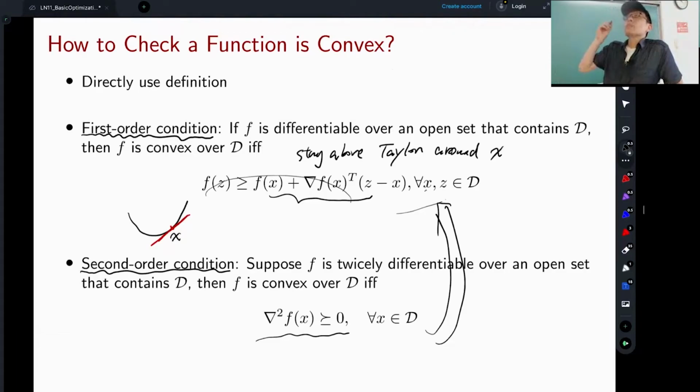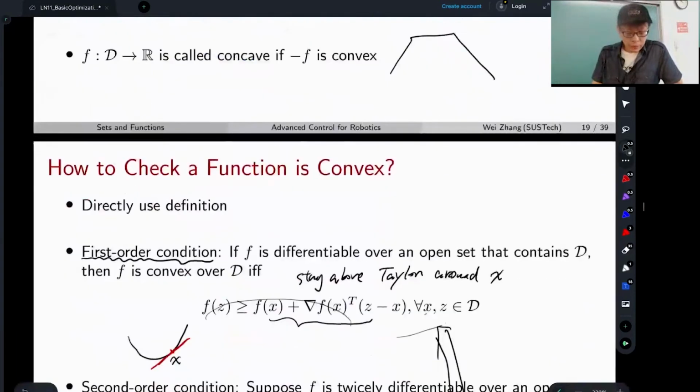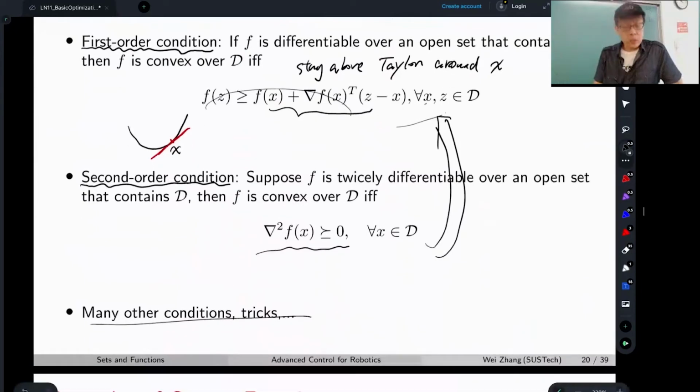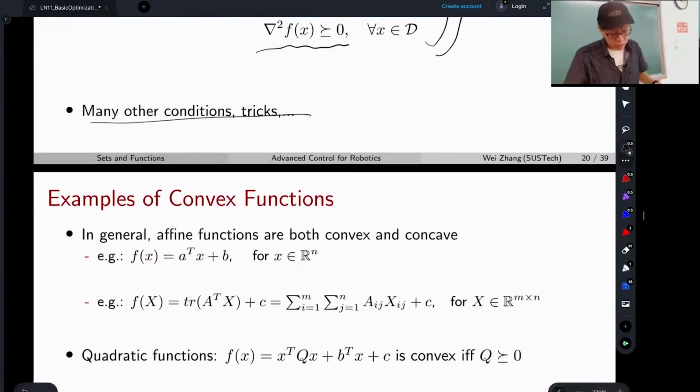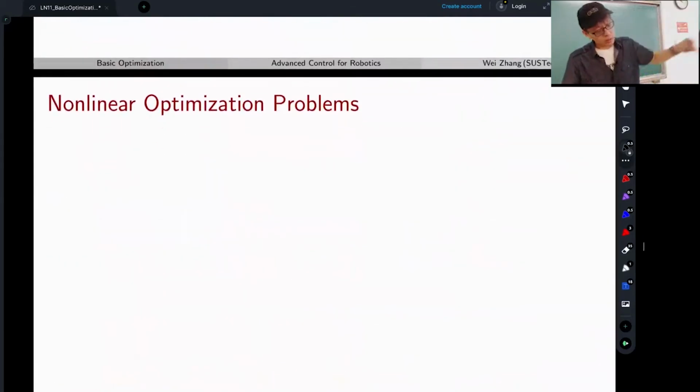If the function is not differentiable, you can only use this to check. If it is first order differentiable, you can use the second condition to check. If it is second order differentiable, you can check the Hessian. Okay. There are many other tricks, but we won't go over them. I think we will finish optimization next lecture.